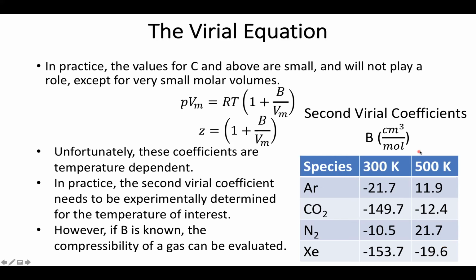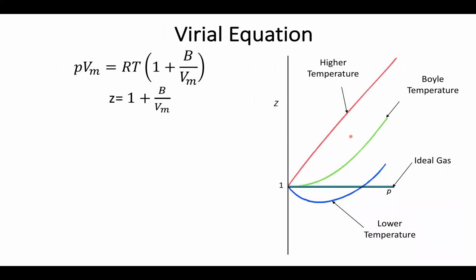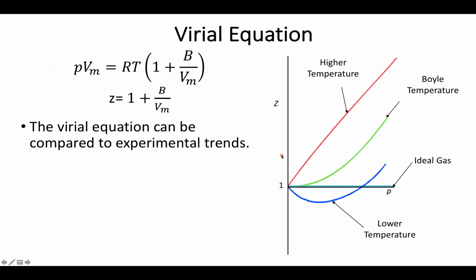And I can get all of this simply by looking at the second virial coefficient, which is going to dominate almost all of the non-ideal behavior. And again, we can also reflect back to our more pictorial sense. So what we can do is compare our virial equation to these experimental trends, and we're going to get very similar behavior. So at low temps, we're going to have an increased tendency for compressibility factors less than 1.